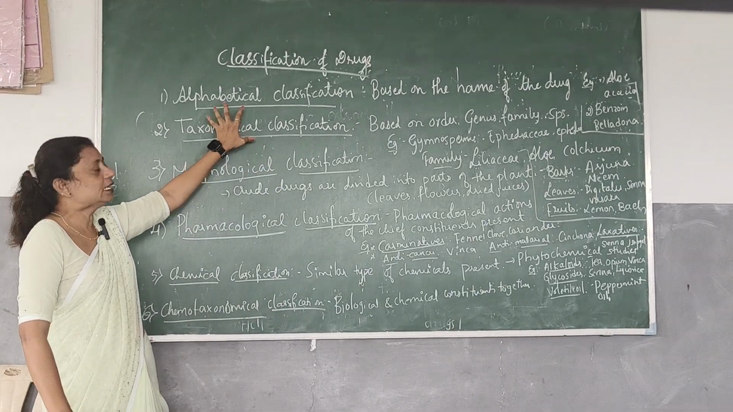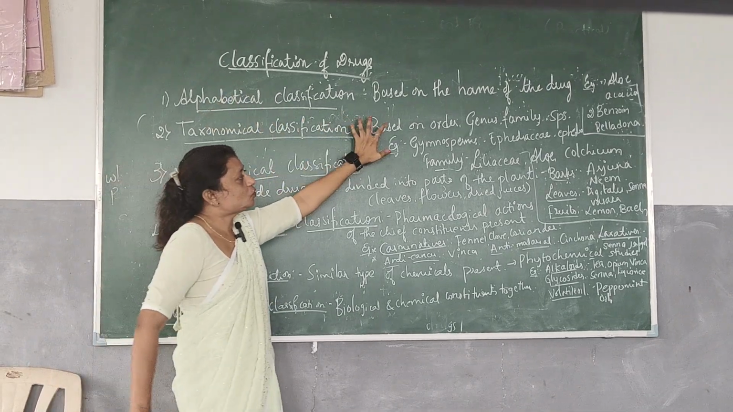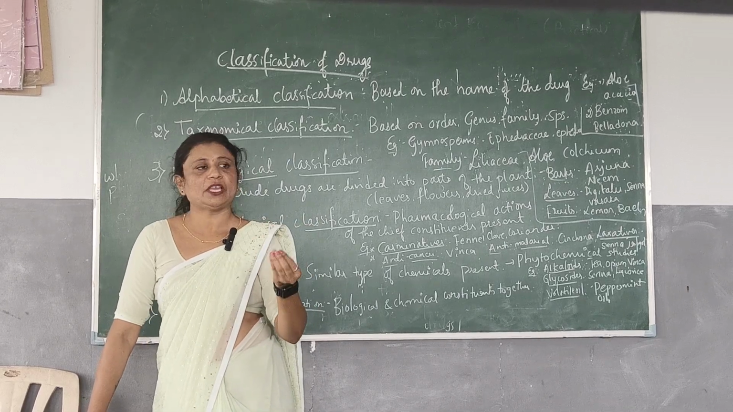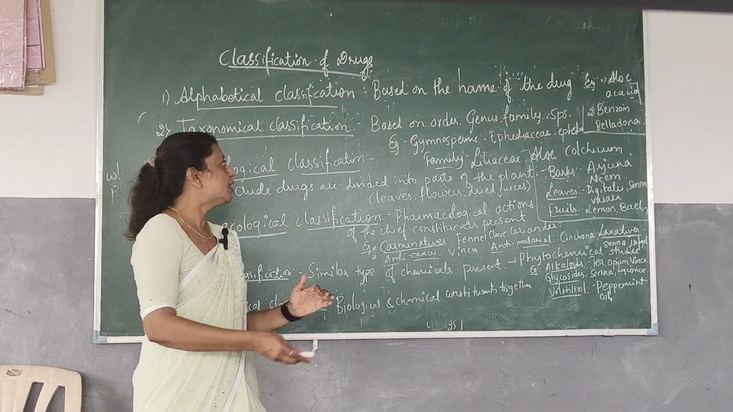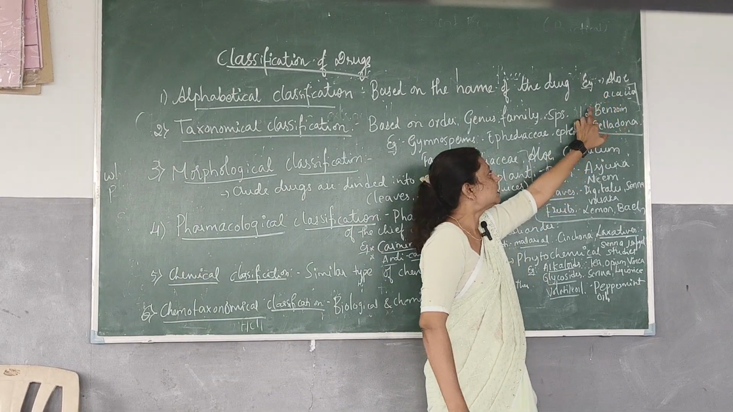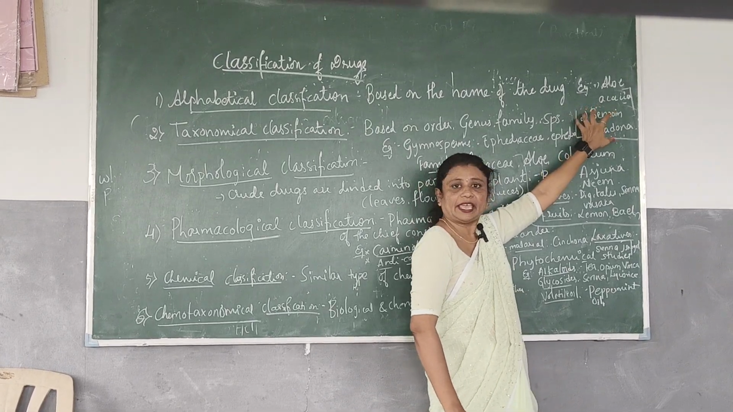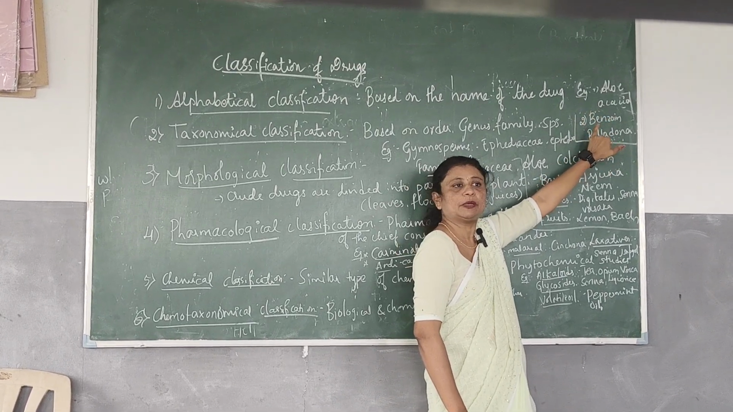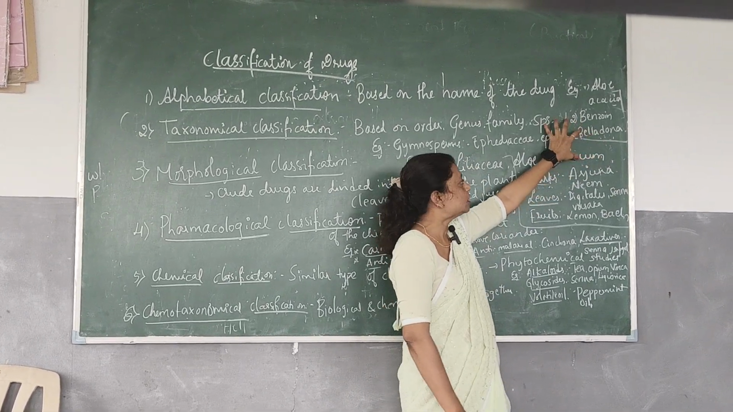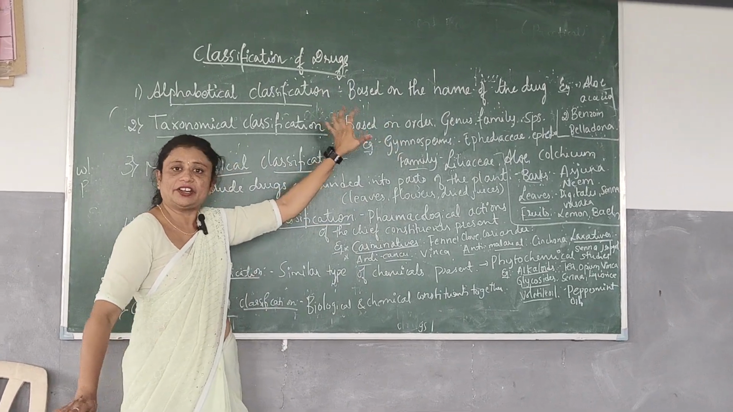So the first one is alphabetical classification. As the name itself indicates, it is based on the name of the drug, since every drug has a name. For example, see the name aloe: aloe starts with the letter A and acacia is also A, so they are kept under the A alphabet. Next, another example is benzoin and belladonna. Both have B as the starting alphabet, so they are classified into B. So the alphabetical classification is based on the name of the drug.